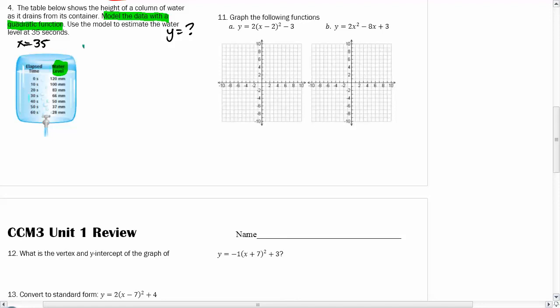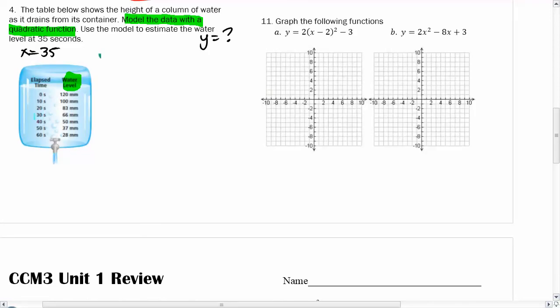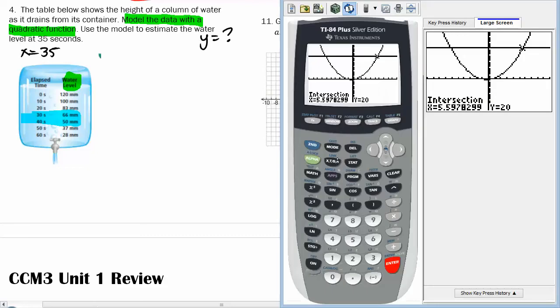Well, let's just look at it for now. I'll blow it up a little. At x equals 35 seconds, you would be right in this range, between 30 and 40 seconds, so between 66 and 50. Sometimes on a multiple choice, that's actually going to be close enough that you can just guess the answer from there. Maybe 58, maybe 57. It's hard to say until we actually look at it.